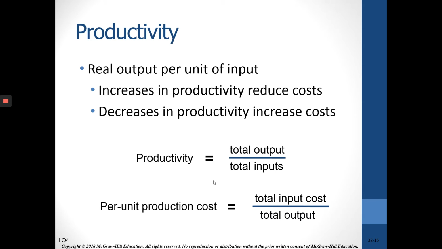Another important factor is productivity. Important definition, real output per unit of input or output per hour, output per worker. And increases in productivity reduce cost, so that increases aggregate supply. Decreases in productivity increase cost, and that will decrease aggregate supply curve. So productivity changes are important to the aggregate supply curve.